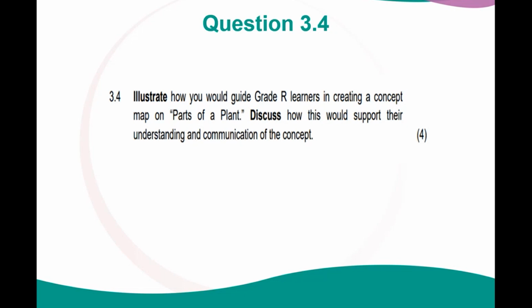So your central word will maybe be plant, you add branches, you get them to understand what the root is, all of that, labeling, linking to a function, and that's how you'll see you get a concept map that becomes a bigger concept map, because students are constantly learning as the lesson goes on. So that's 3.4, and you also need to discuss how this would support the understanding and communication of the concept.